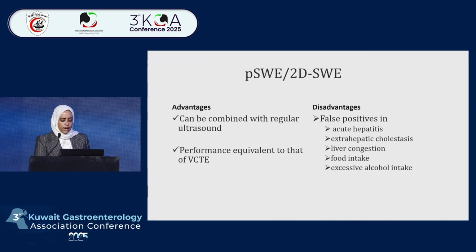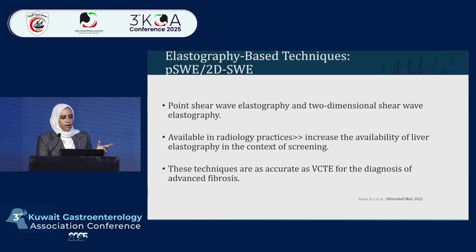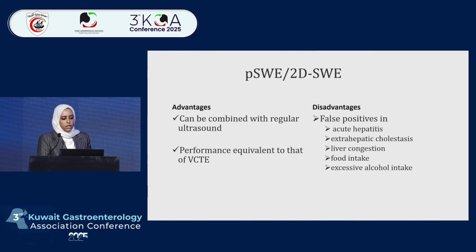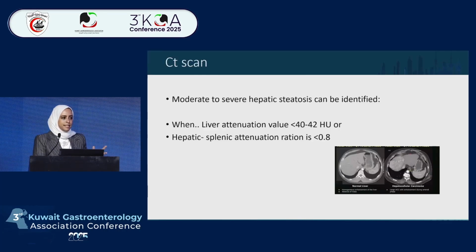These techniques are as accurate as FibroScans for the diagnosis of advanced fibrosis. So the 2D shear wave can be combined with a regular ultrasound. Its performance is equivalent to a FibroScan. The false positives are very similar to the FibroScan: acute hepatitis, cholestasis, liver congestion, food intake, and excess alcohol intake. The CT scan is not that great to detect fatty liver disease.